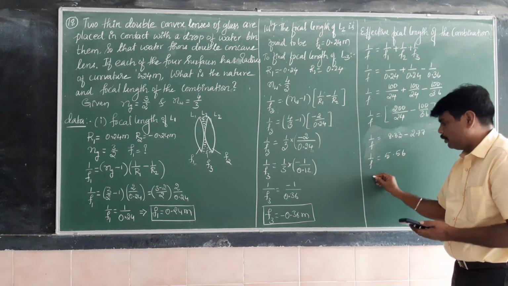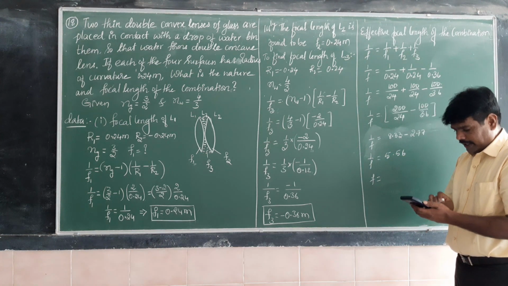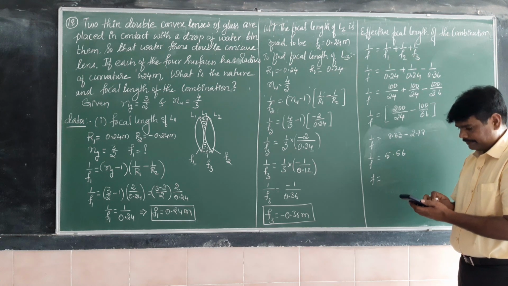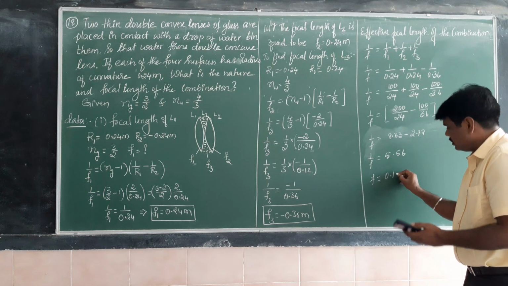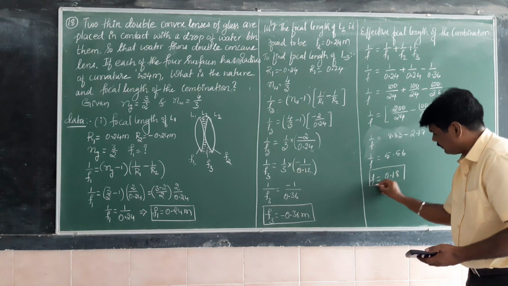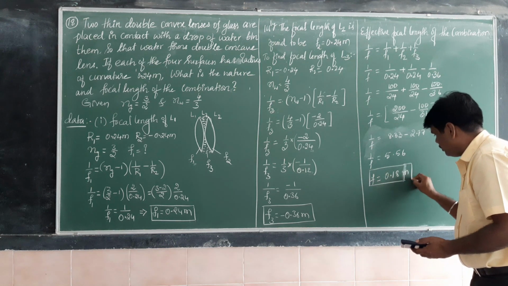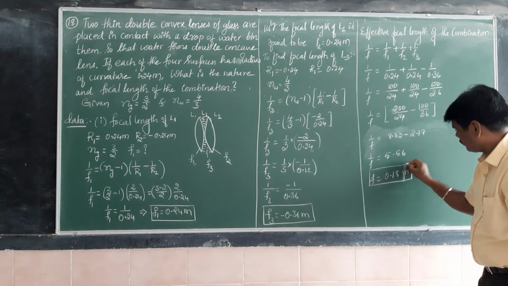If I take the reciprocal, then we will get the focal length. f is equal to the reciprocal of that, 1 divided by 5.56, we get an answer of 0.18 approximately. So this is a distance measured in meter. So the SI unit of focal length is meter.